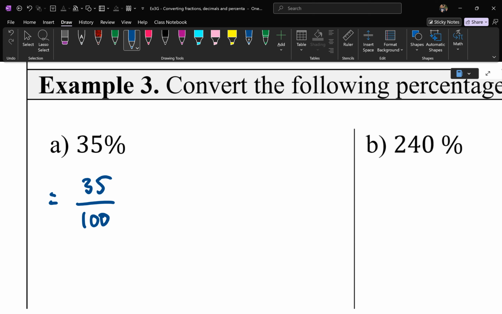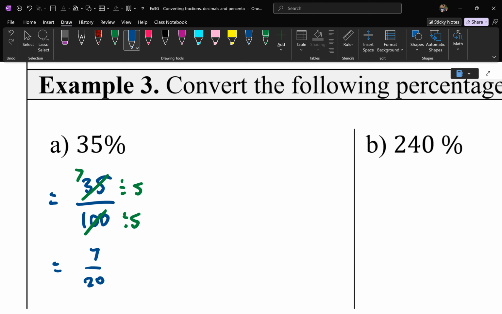Usually we like our fractions smaller, so simplified. Is there a number that we can fit into 35 and 100? What's a factor? 5. 5 fits in 35 and 5 also fits in 100. So let's simplify this. How many 5s fit in 35? 7. How many 5s fit in 100? 20. So as a simplified fraction, it's 7 over 20.